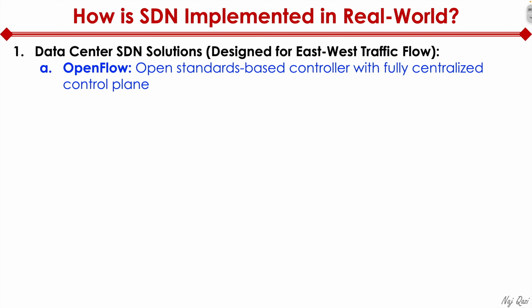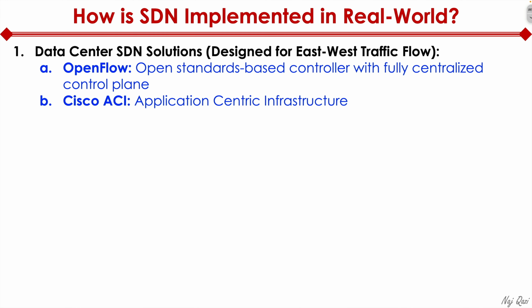Now, there are different data center SDN solutions that exist out there. One of the most popular ones that is open standards based is called OpenFlow. And what we have here is the control plane is fully centralized on the controller, and it's responsible for building the forwarding plane of all the network devices that are connected to that OpenFlow controller.